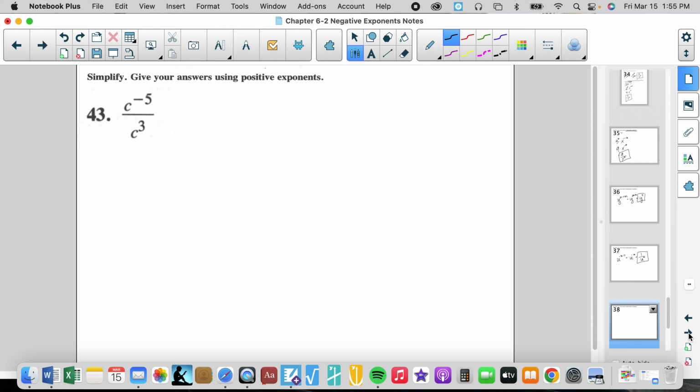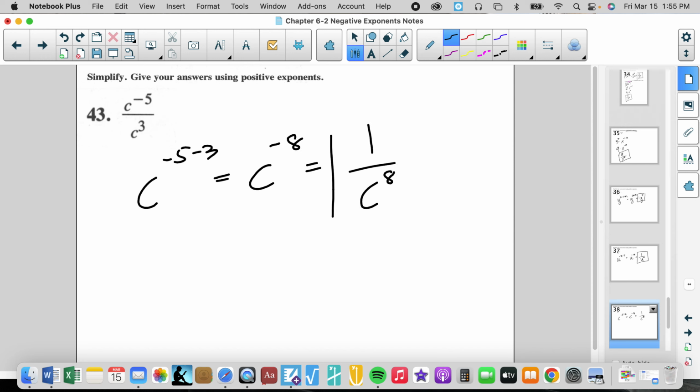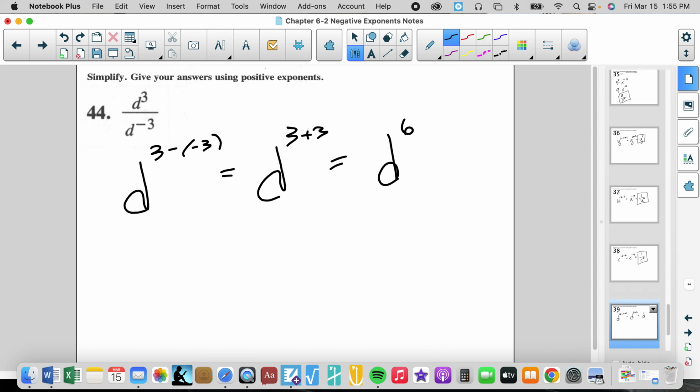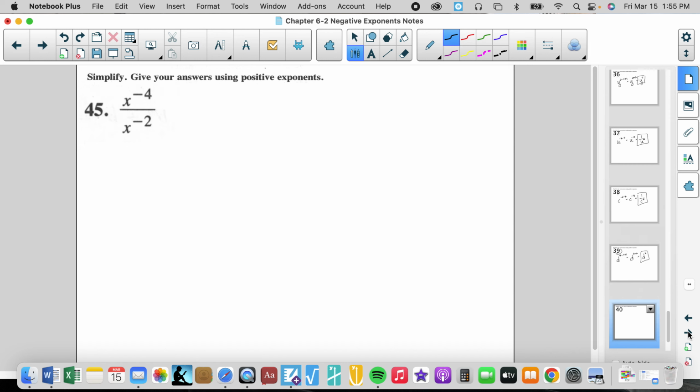We are dividing. Let's subtract their exponents. That makes negative 8, which makes 1 over c to the 8th. We are dividing. Let's subtract. That is d to the 3 plus 3, or d to the 6th. These don't cancel because they are opposite. They only would cancel if they were identical numerator and denominator.